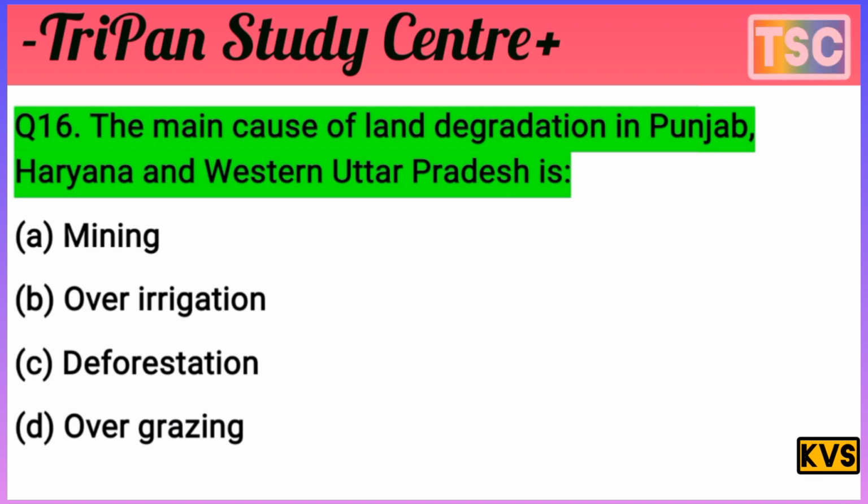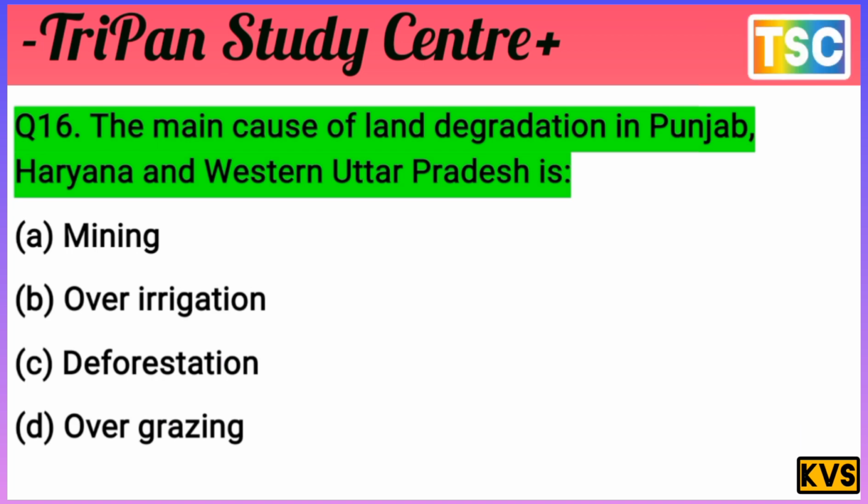You must have a thought of your answer. Let's see what our answer is for this question. The main cause of land degradation in Punjab, Haryana and West Uttar Pradesh. Mining is nothing here. Deforestation is not applicable in this area, and overgrazing is not applicable. But there is over irrigation, because Punjab has the maximum irrigation. There is over irrigation here, causing land degradation in Punjab, Haryana and West Uttar Pradesh. The answer here is B, over irrigation. That's important.